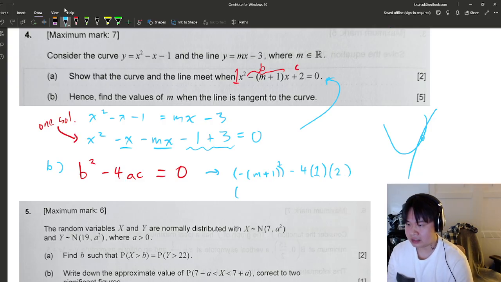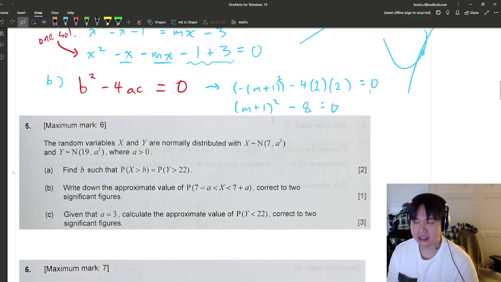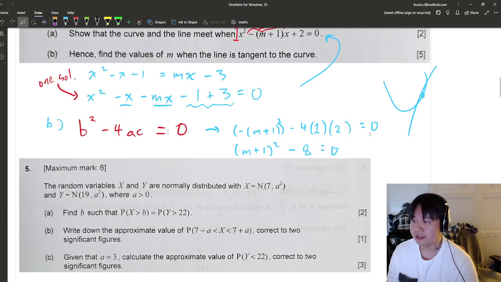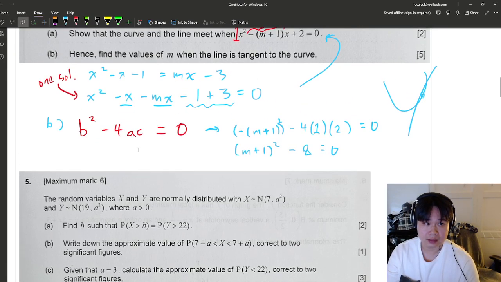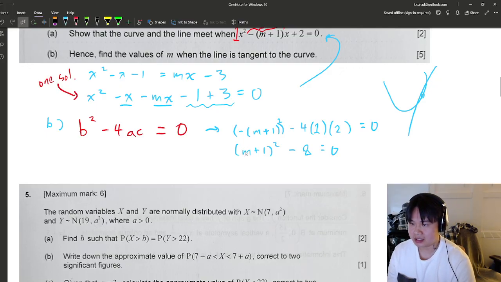Okay, so then this is going to be m plus 1 squared minus 8. Okay, and then this needs to equal 0. Okay, I just squared the negative. I don't need to expand this because I'm solving for m, and this is already just one term of m. And then this we can just keep solving.